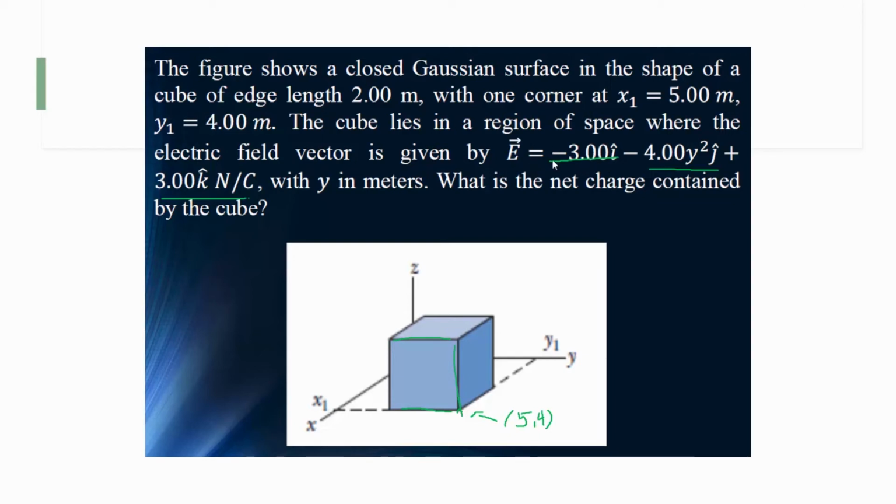Okay. Pag may isa kang vector na may x, y, and z components, yun lang yan. Ito yung x component, y component, and z component niya. And, ayun yung nagme-make up ng electric field. So, start muna tayo sa x component, negative 3. Ibig sabihin, negative 3, constant yun, wala siyang variable tulad ng y. Y component may y squared siya.